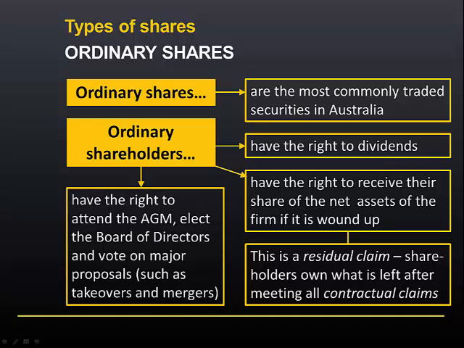Other rights that the ordinary shareholder has is the right to attend the annual general meeting of the company, at which the board of directors is elected. Because of the separation of ownership and control that we talked about in the introduction to finance topic, ordinary shareholders don't have direct control over the management of the company. They elect the board of directors, which hires and monitors the managers, and the shareholders can vote on major issues affecting the company, such as takeovers and mergers.